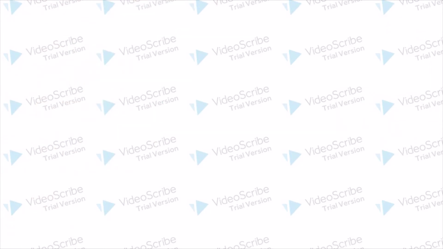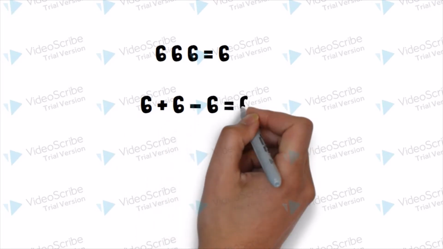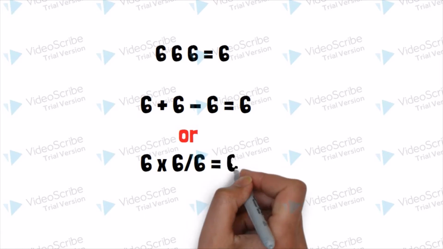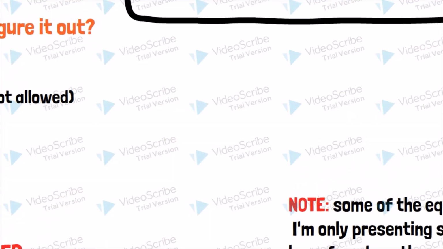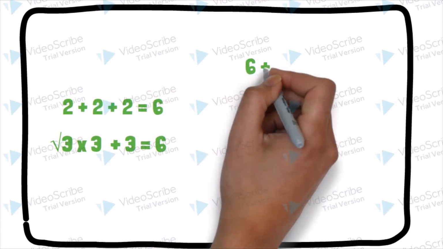The next we'll take is 6, 6, 6 equal to 6. This is so simple. We can write it as 6 plus 6 minus 6 equal to 6, or 6 into 6 by 6. For the presentation, let me take the first equation, which is 6 plus 6 minus 6 equal to 6.